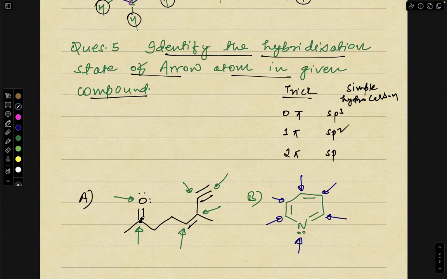So look at this carbon. This carbon has 1 pi bond, so it should be sp2. Make sense? What about this carbon? I'm talking about this. sp2, okay? Because again, we have 1 pi bond. And what about this carbon, this carbon?